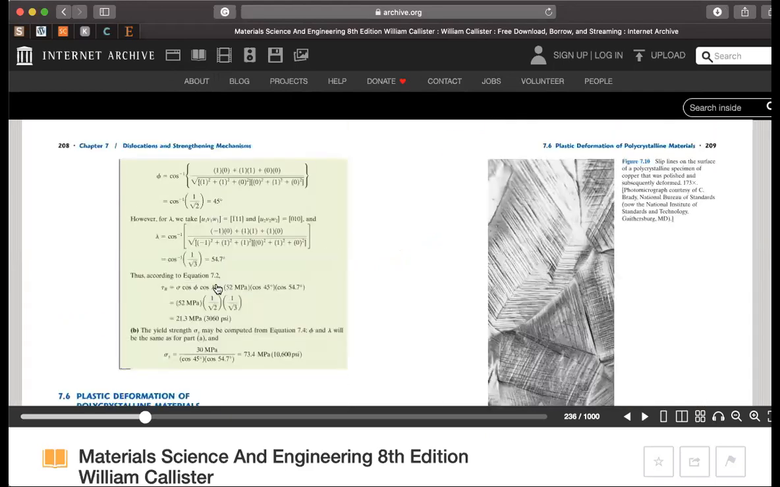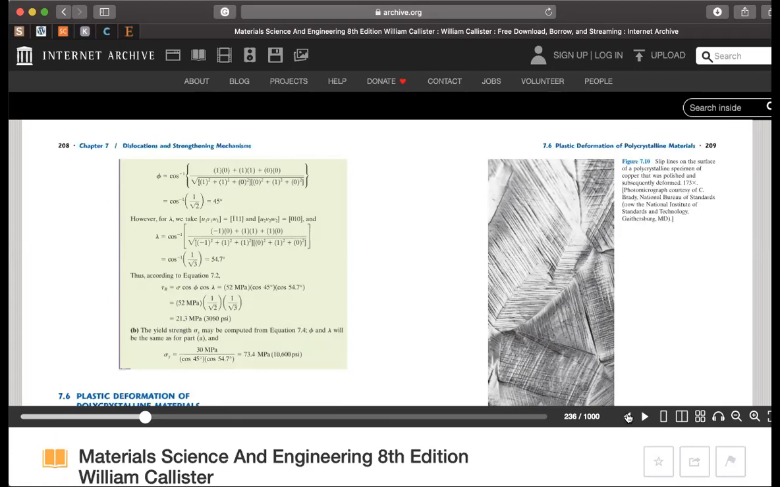If you go to the next page, this is phi. You plug the numbers, you get 45 degrees. For lambda, you get 44 degrees. Then you plug these two numbers into the resolved shear stress, and that allows you to calculate the resolved shear stress, 21.3. So the 52 megapascal applied tensile stress will result in some shear stress equal to 21.3. But that shear stress is not enough to let the dislocation move or slip, right?